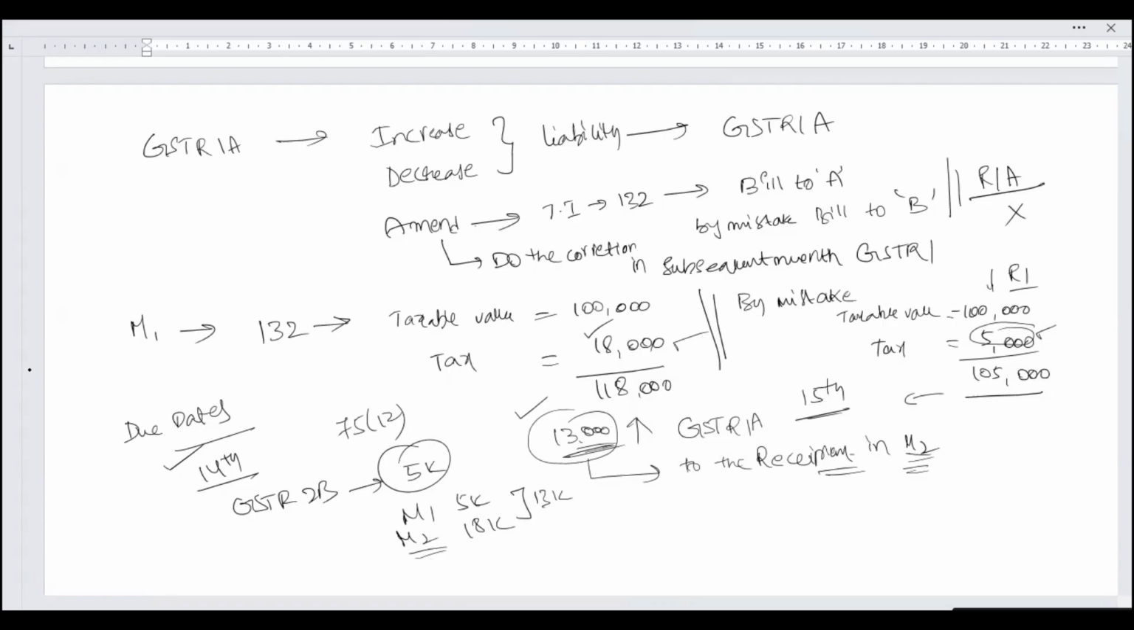Are we clear? Jaswita, Repika, Venkatesh, Vishal, any doubts? No, sir.